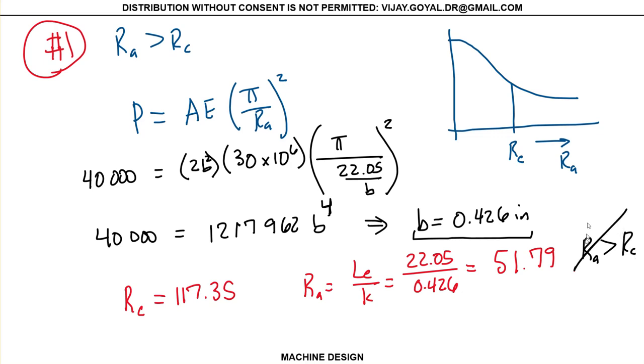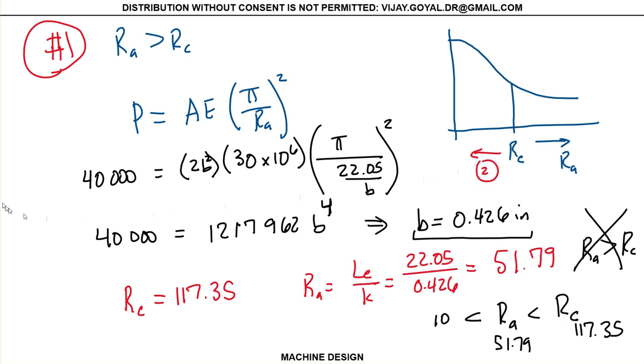So this is not correct, and actually my actual slenderness ratio is bound by these values, where this is 117.35 and this is 71.79. So it's bound by these values. So that means that my second guess will be, let's go to my J.B. Johnson equation for my second guess and see if that works out.